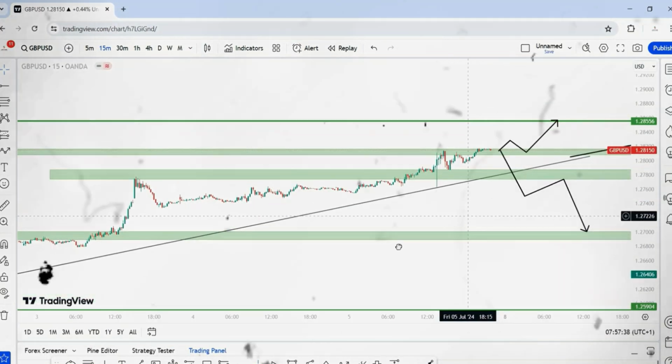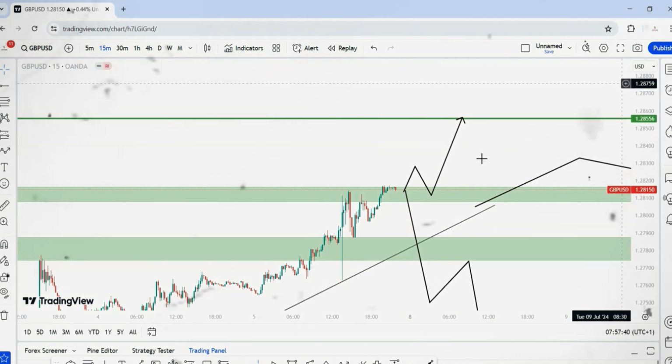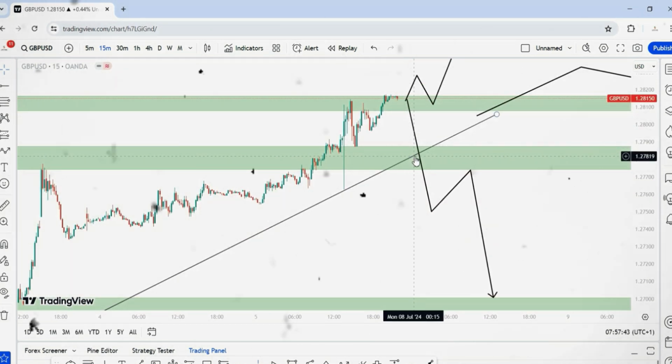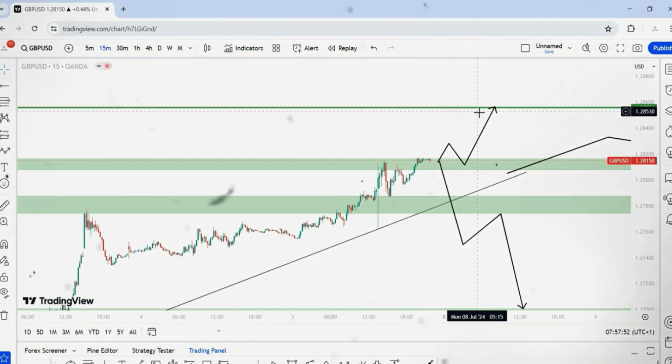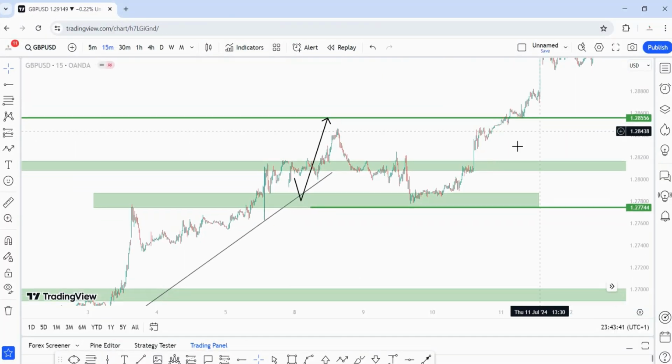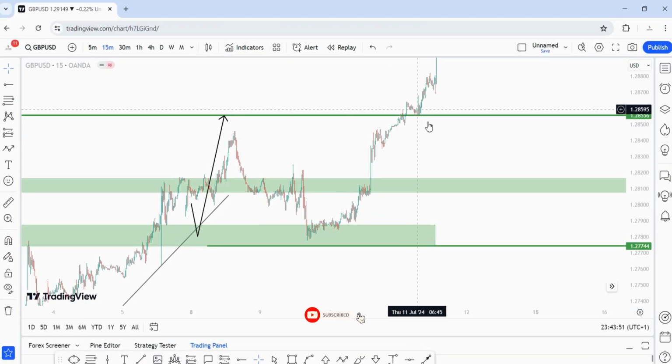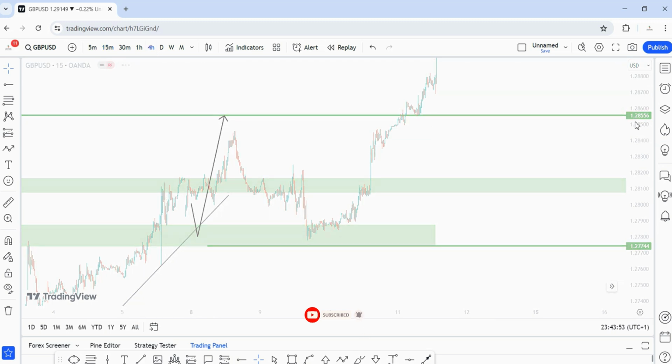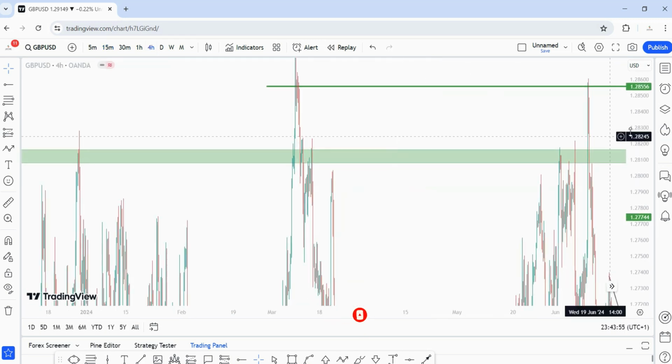Let's go to the 15 minutes time frame. Or price could decide to pull back into this area, tap into this lower trend line, and then take off to the upside. Welcome back, guys. So you can see price came into that area, broke above it, and continued higher. Now let's go back to our analysis.